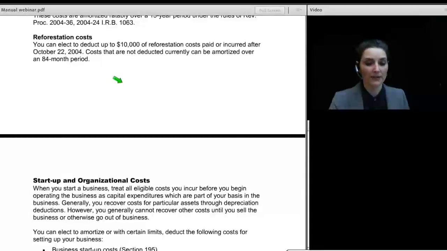Also, reforestation costs. You can elect to deduct up to $10,000 of reforestation costs paid or incurred after October 22, 2004. Costs that are not deducted currently can be amortized over an 84-month period.